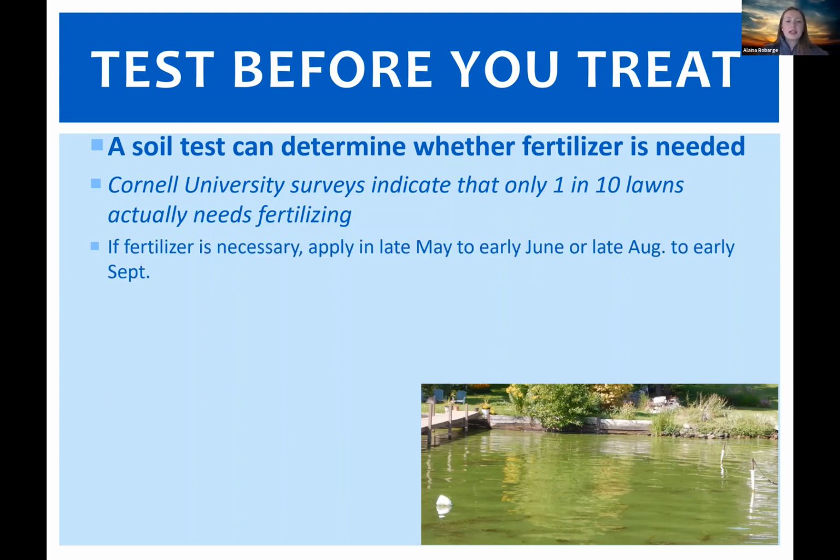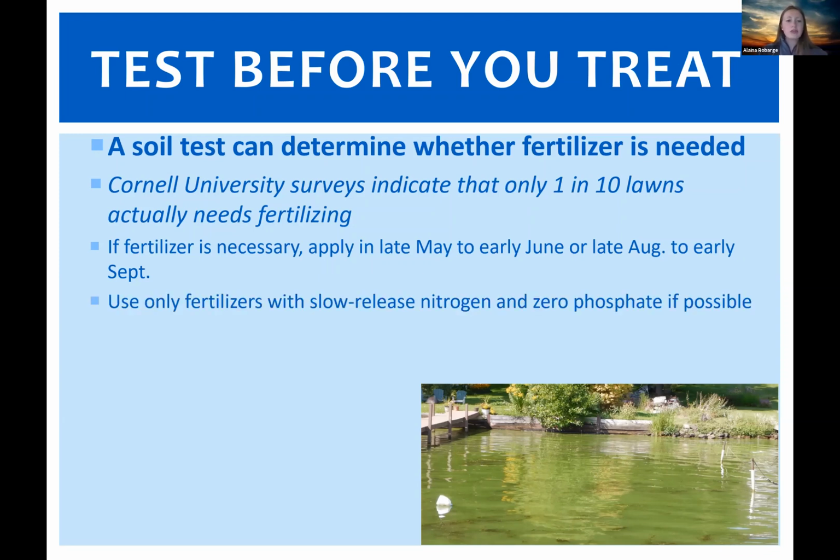Now, if you do a soil test, which you can do through the Cornell Soil Lab, there are a couple of different ways of doing that, and it's pretty inexpensive. But if you find that there are certain nutrients that you need, try to apply in late May to early June or late August to early September, when your grass and your plants are really going to be able to utilize those nutrients. Try to only use fertilizers with slow release nitrogen, and make sure there is 0 phosphorus.